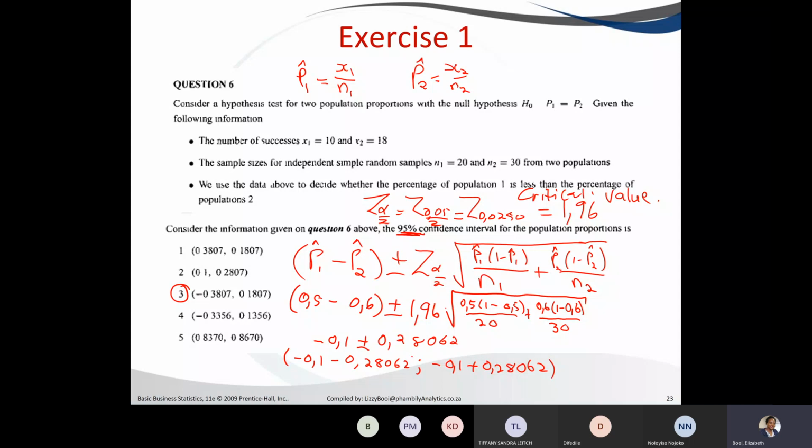And when you add them together, you will find those values that they all get, which is minus 0.3807 and minus 0.18. Any question? If anybody has any question, I got this from your first exam paper. So there are many other exercises that you can practice with.